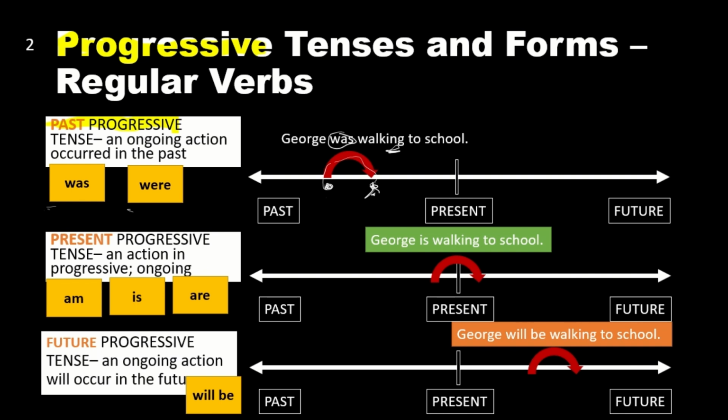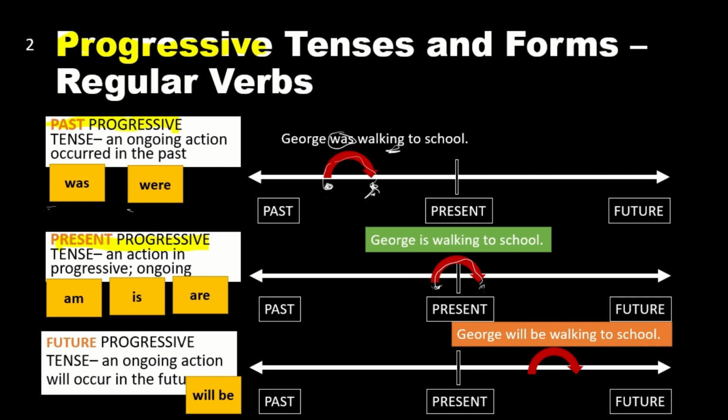So let's review now present progressive. It's an action in progress and it's ongoing. So that means that it started in the present and it's still happening. It hasn't ended yet. So when we look at our example, notice the arrow starts in the present. And even though we're coming over here somewhat into the future, we don't know for a fact that the action has ended the way we know it ended in the past tense.